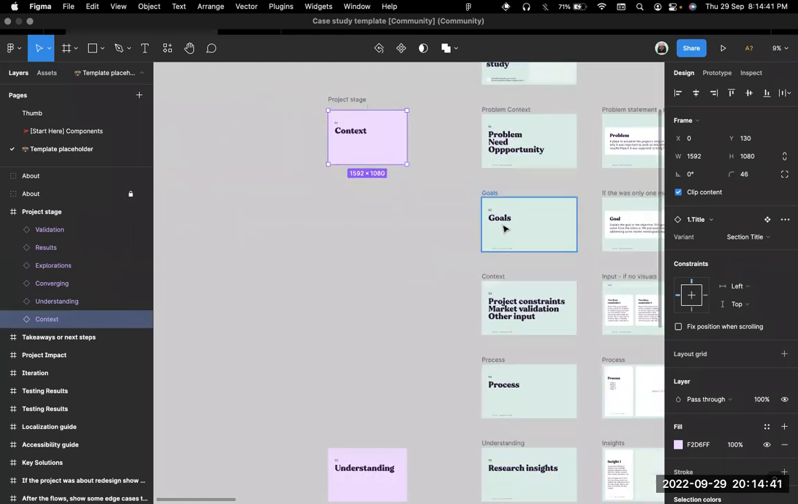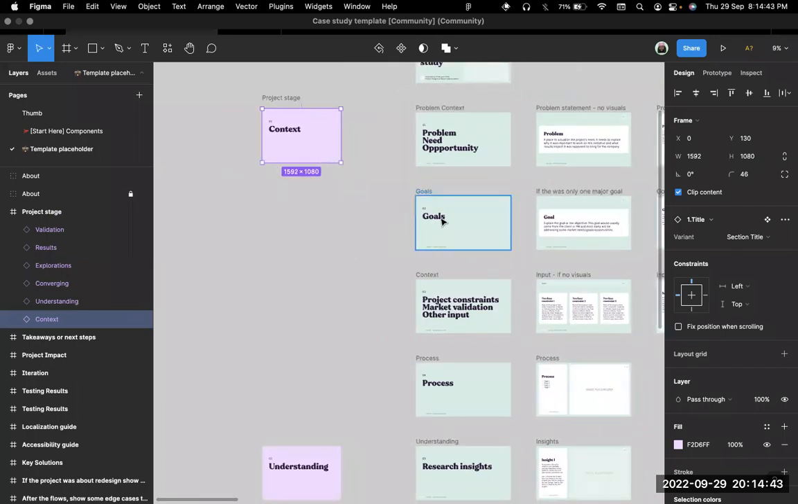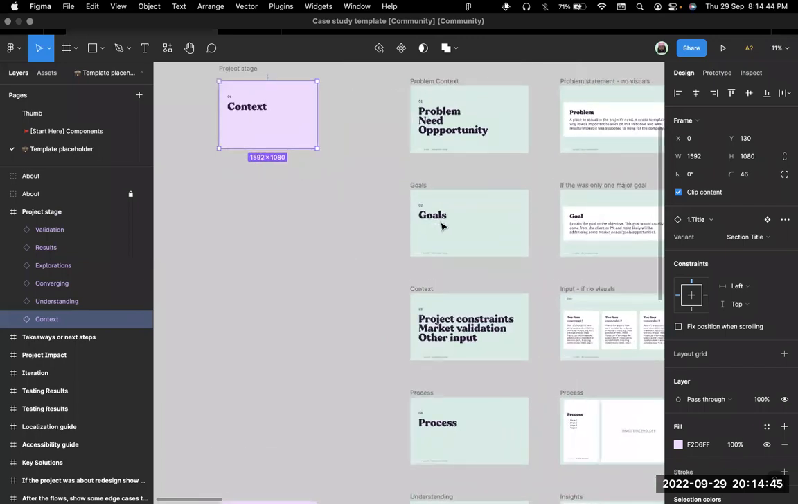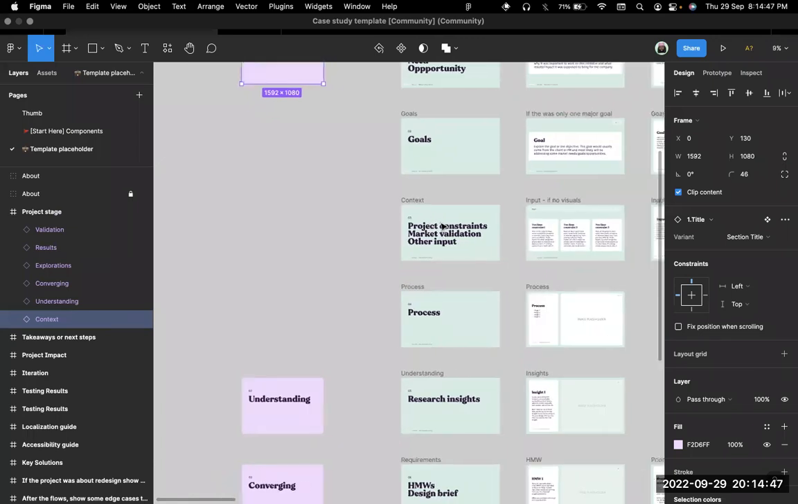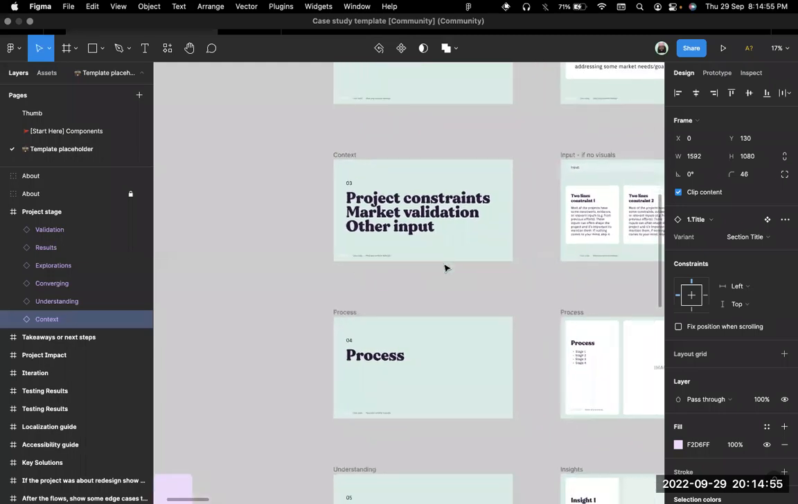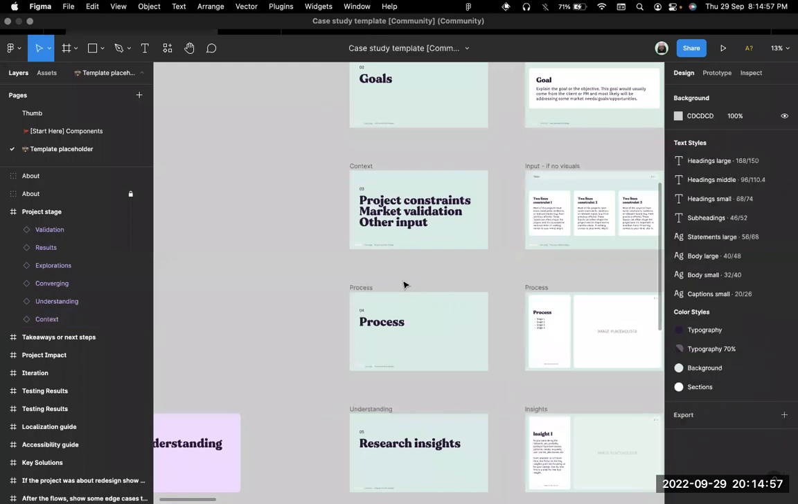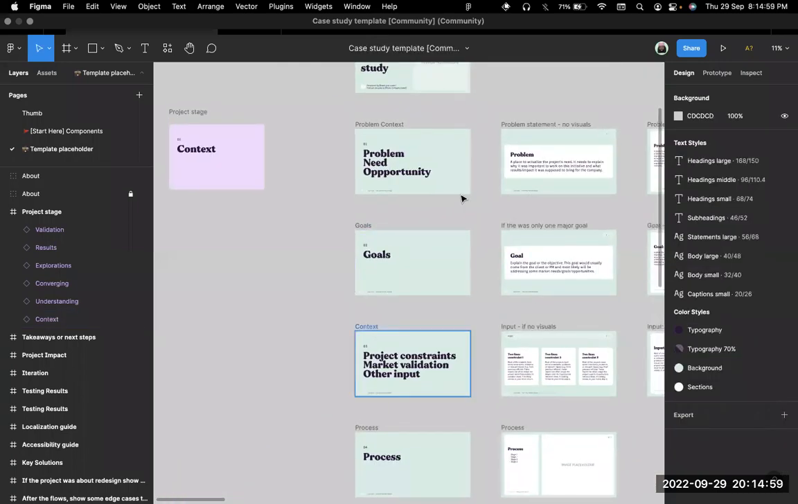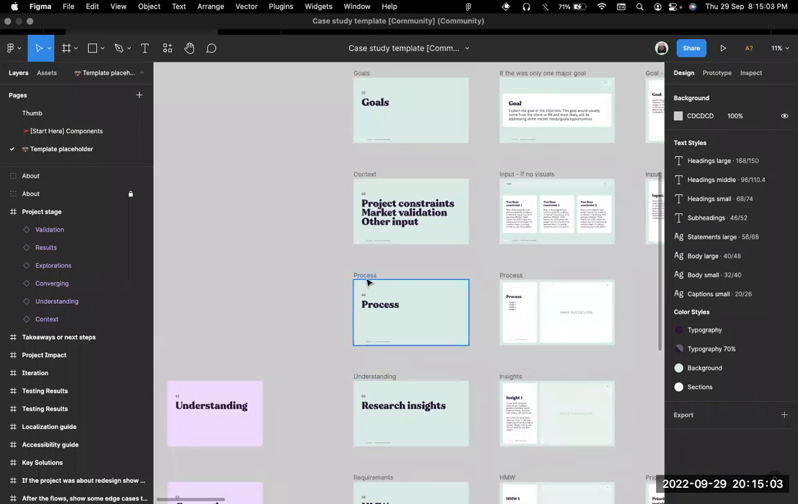What are the goals? What are the goals of this project or this case study? What is the context as regards the project constraints, the market validation, and other inputs that can go into the overall context at the end of the day, right? So then what is your process?